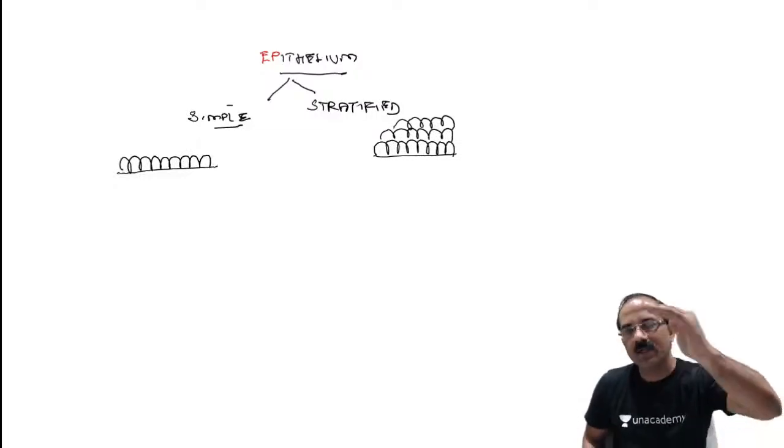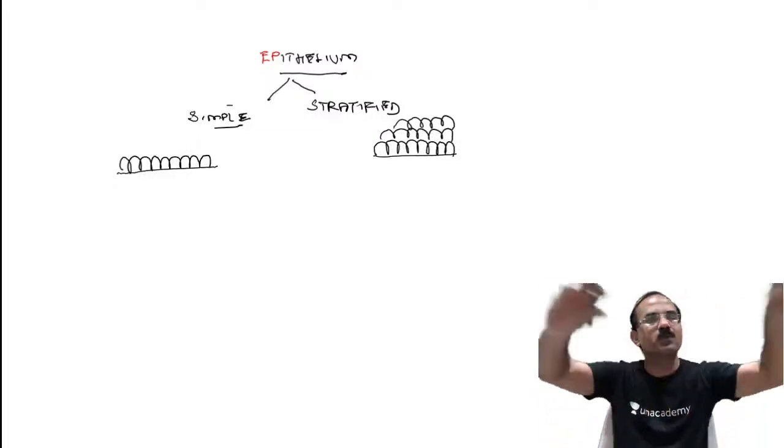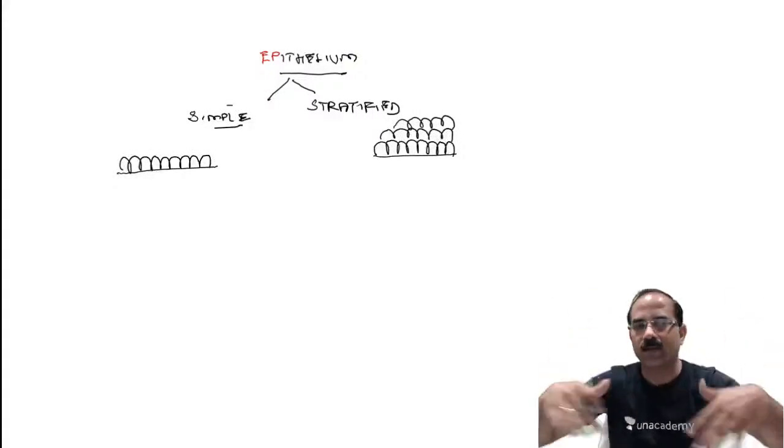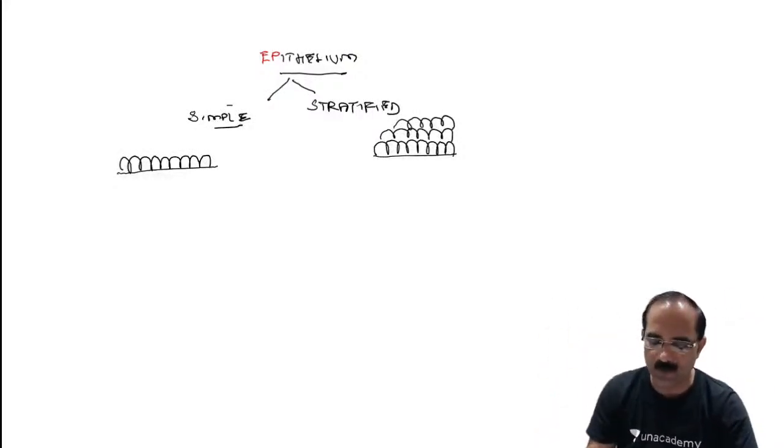Stratified epithelium is multi-layered. So where will this be? Where there's lot of friction. So the topmost cells will keep on dying and the lower cells will form new cells. Okay, so this is what is stratified.